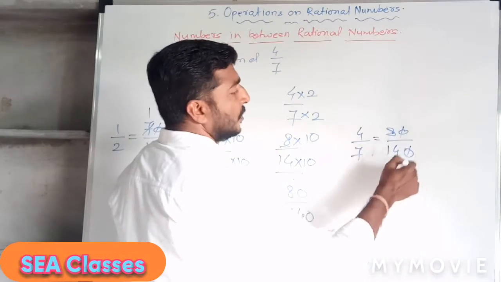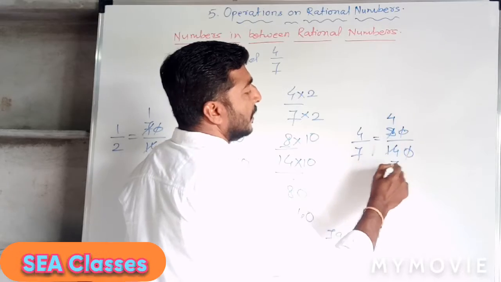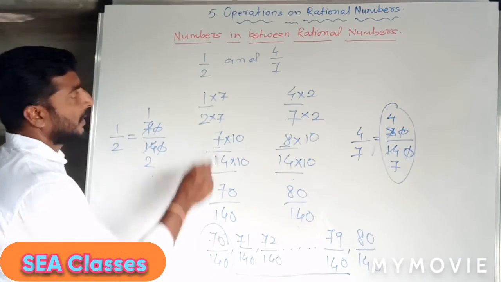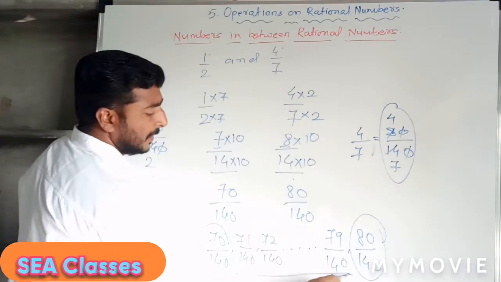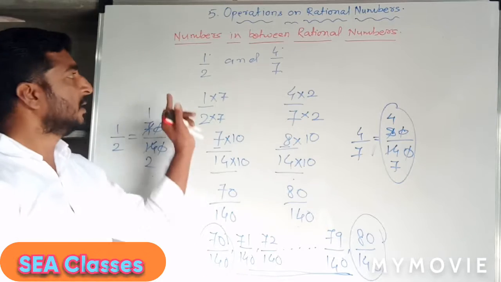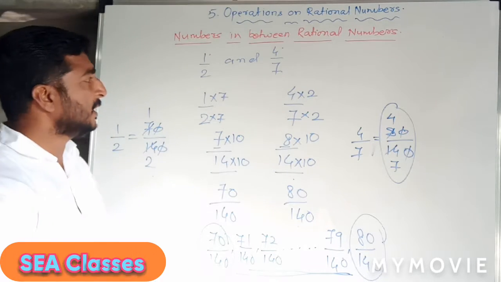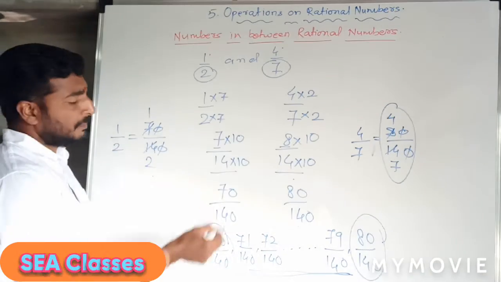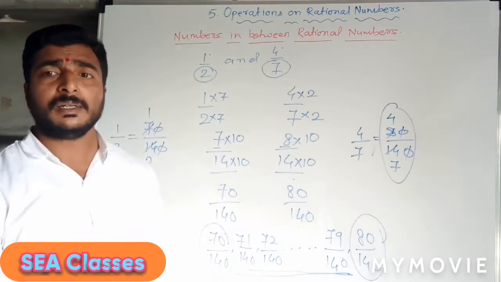Here you can see, if you cut the zeros, 2 fours are 8 and 2 sevens are 14, you will see 4/7. So 70/140 represents 1/2 and 80/140 represents 4/7, and these are the rational numbers lying between the given two rational numbers. And how do you do that? By increasing the denominator value. Step by step we increased it and got the rational numbers lying between 1/2 and 4/7.